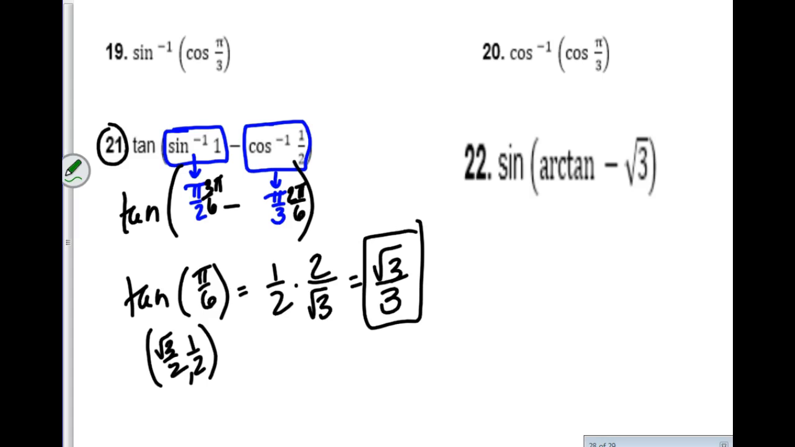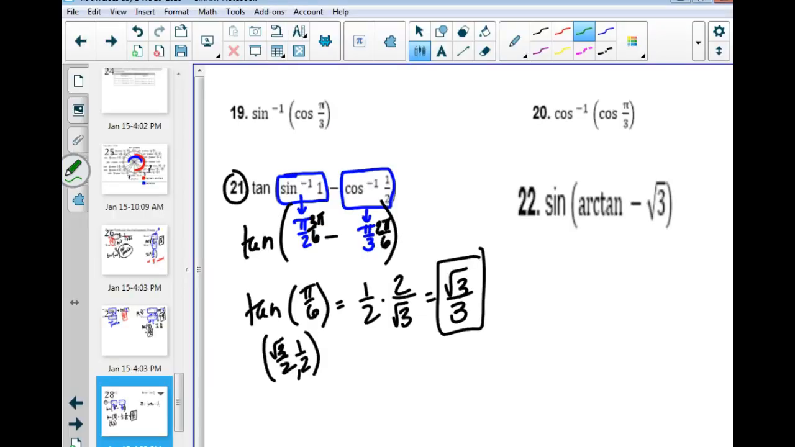All right, can y'all find the next page of notes? It's 4.6 part 2, should be the next page.